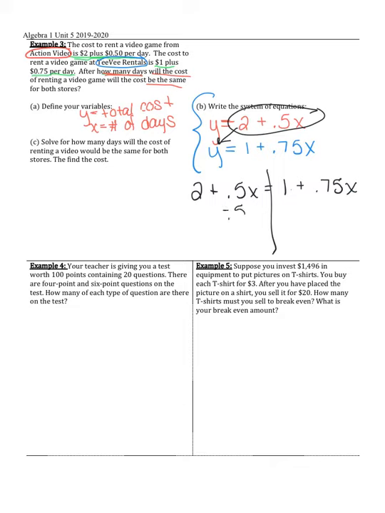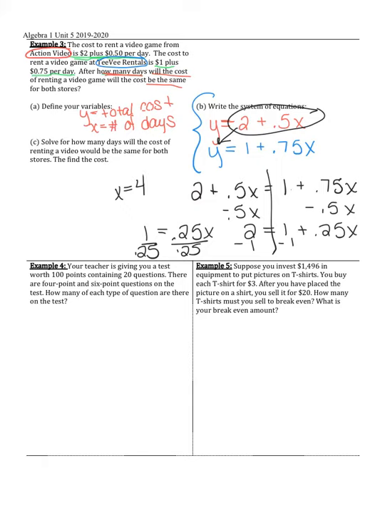I'll get my variables to one side. So this leaves me with 2 is equal to 1 plus 0.25x. I'll subtract 1 over. I kind of ran out of room, so I get 1 is equal to 0.25x. And we'll divide by 1/4. And we get x is 4.